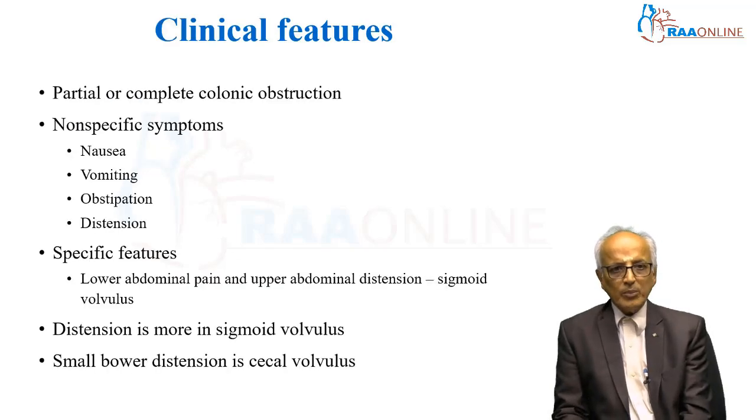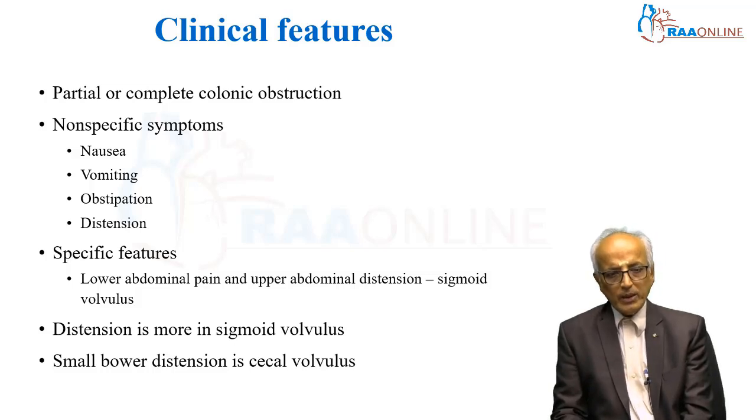Now, the volvulus can present with a complete or a partial colonic obstruction. Most of the times the symptoms are very non-specific like nausea, vomiting, constipation, obstipation, which is defined as non-passage of flatus and feces, and abdominal distension. Now, the specific feature of sigmoid volvulus is lower abdominal pain and upper abdominal distension.